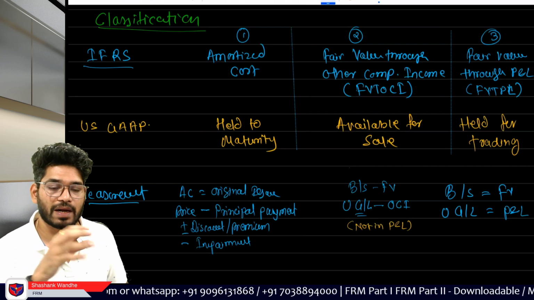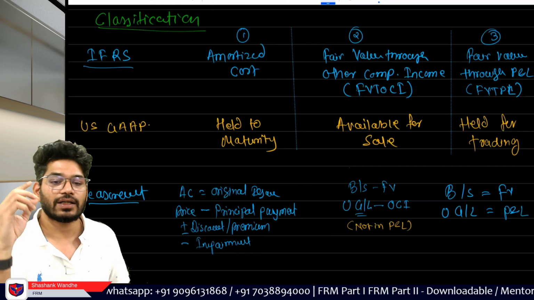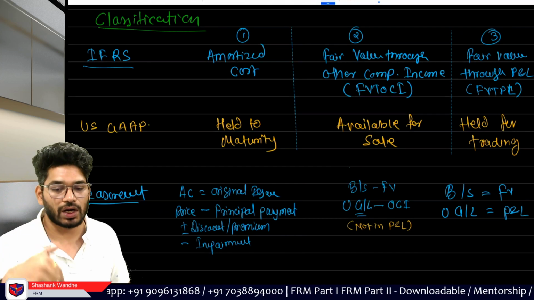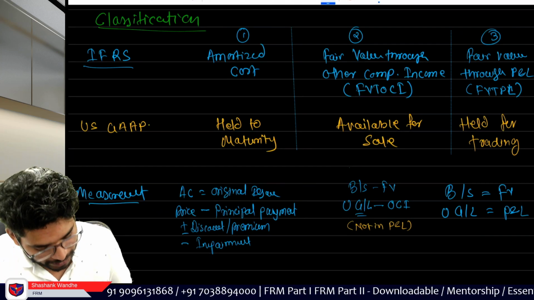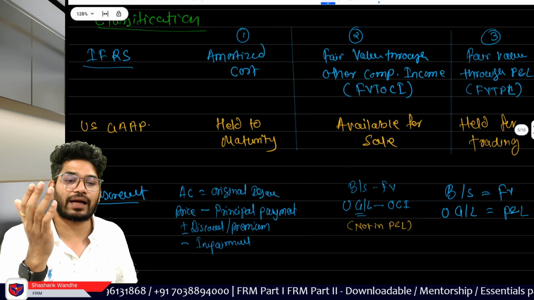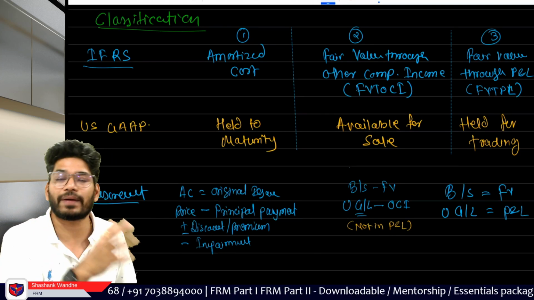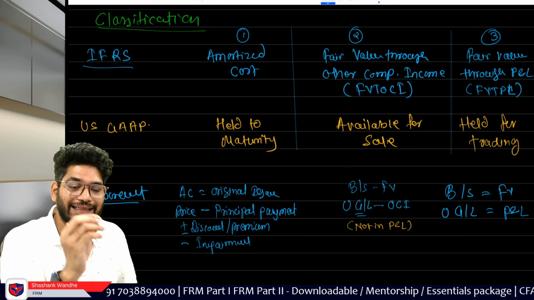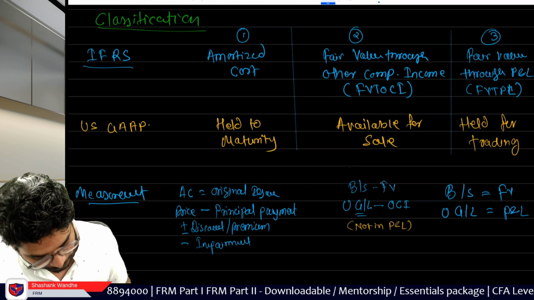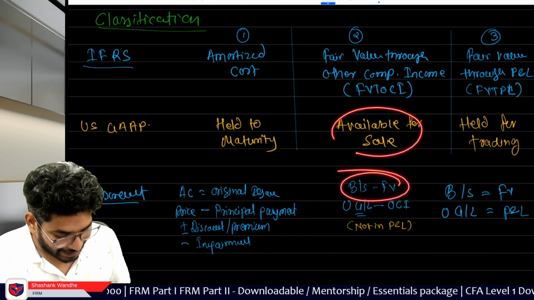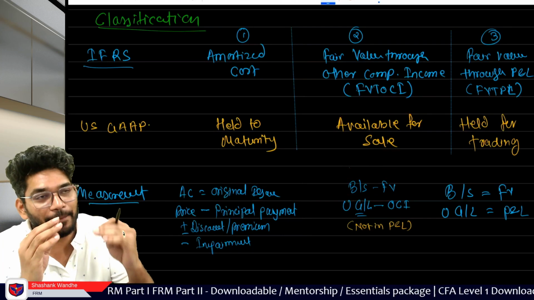If there is any permanent impairment, then that will be considered here. Okay, so held to maturity, amortized cost, this is the treatment. Then available for sale, the parallel category for this is fair value through other comprehensive income. As the title suggests, available for sale securities, I am combining it.